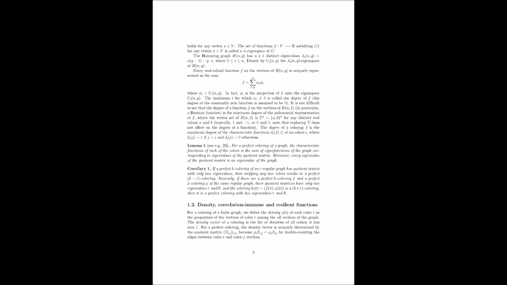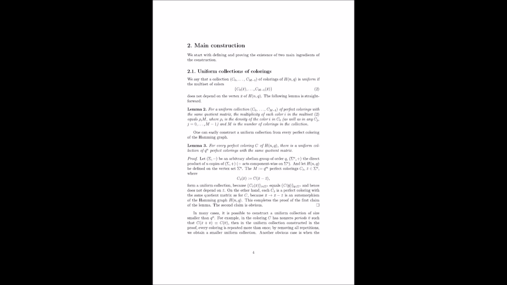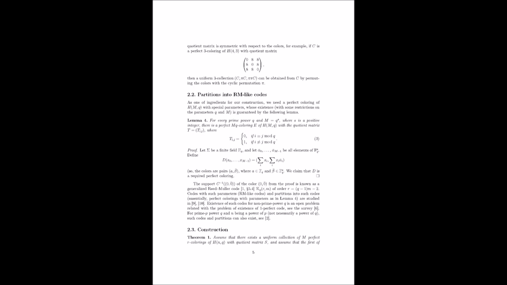So the degree of a function is basically the highest power of the variable that appears in the function. Okay, so if you have a polynomial function, the degree is just the highest exponent in that polynomial. Right. And in the context of this paper, they're talking about functions on the Hamming graph, which are functions that take binary strings as input.